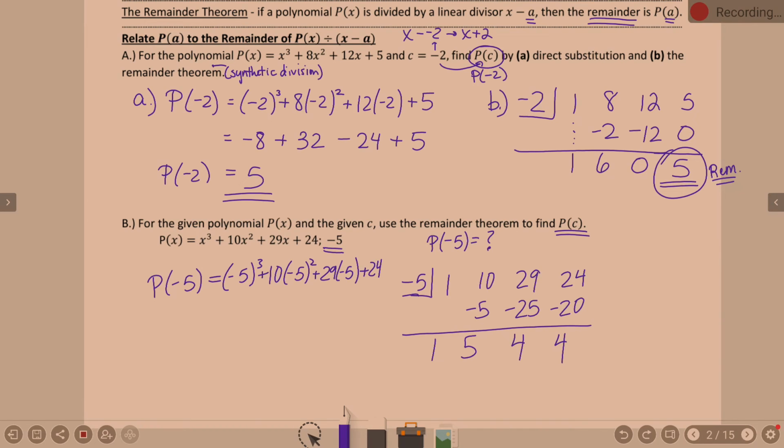What is P of negative 5? Or in other words, what is my remainder? 4. That's your answer. If I would have done this, it would have been negative 125 plus 250 minus 145 plus 24. And you would have also gotten the 4.